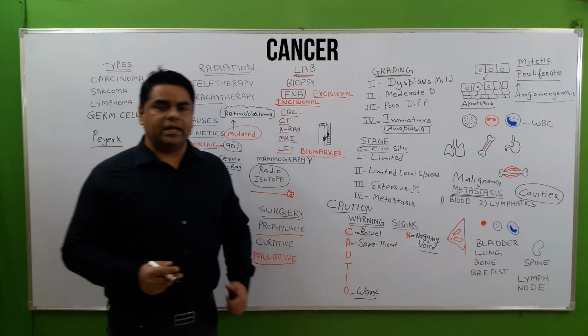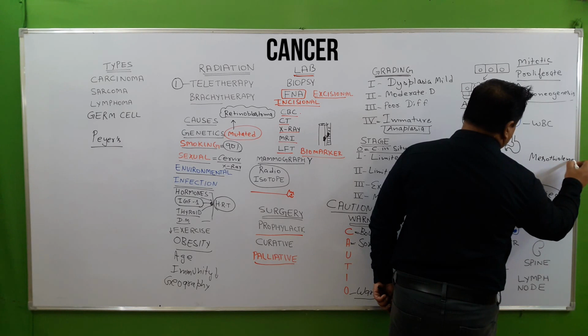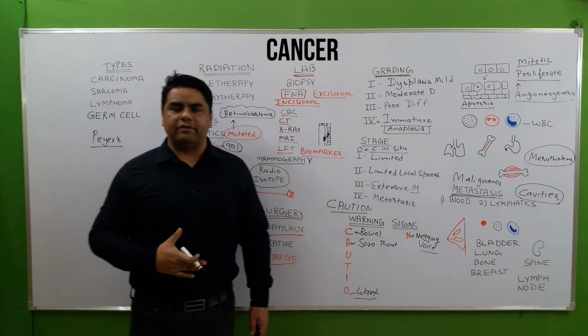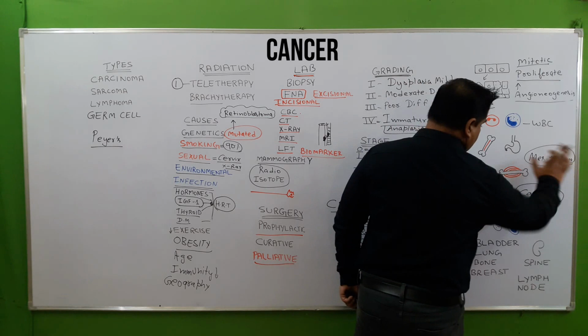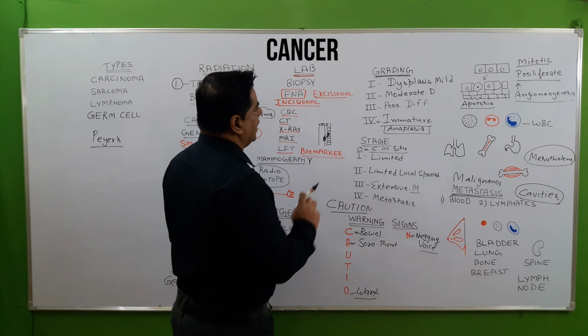For example, mesothelioma can be the cancer associated with the cavities, especially the thoracic cavity and the abdominal cavity. Mesothelioma. Okay. Right. So, what are the other terms associated with cancer? Now we are going to cover our grading system.